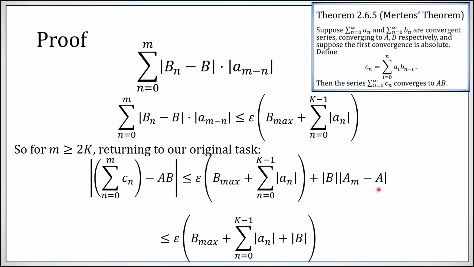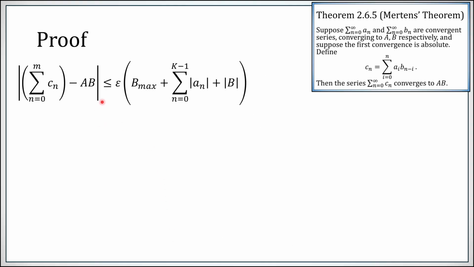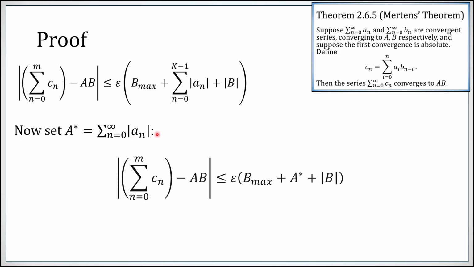Because A sub m can be made close to capital A, I can turn that into another epsilon and factor it out. So here's where we are. Now I set A star to be whatever the value of this absolutely convergent series is. This is a partial sum of an absolutely convergent series. It's less than or equal to the value of the absolutely convergent series.